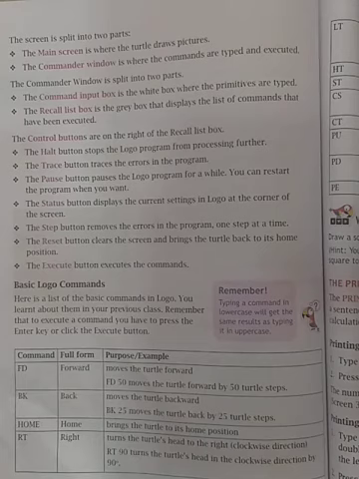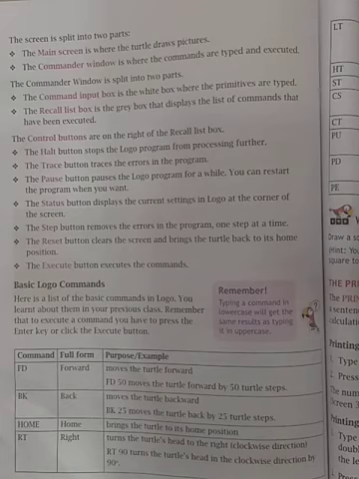Now the last section is the control buttons. Control buttons are on the right side of the recall list box. You can see on screen 2 of the previous page, page 61. It has halt button, trace button, push button, status button, step button, reset button and execute button.